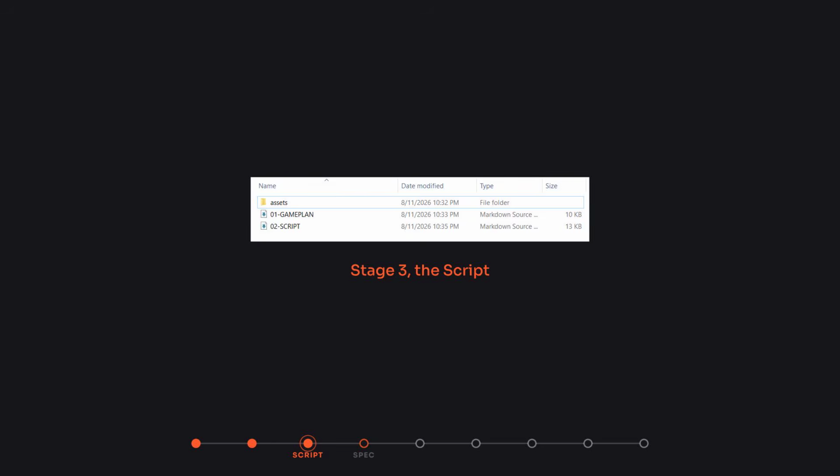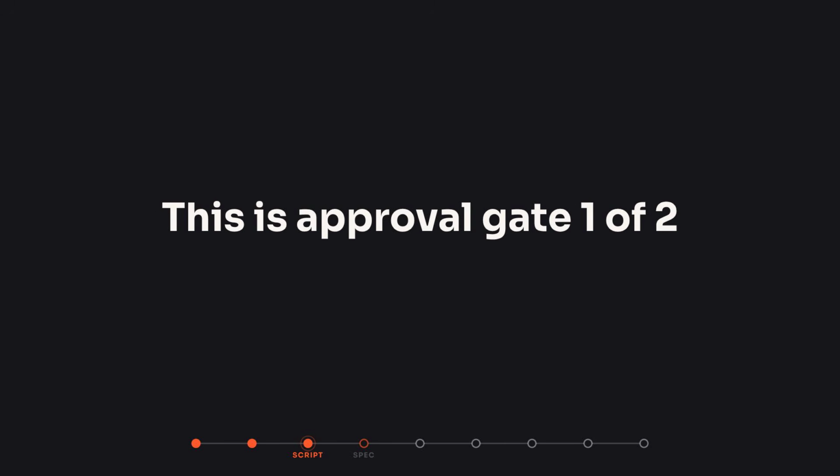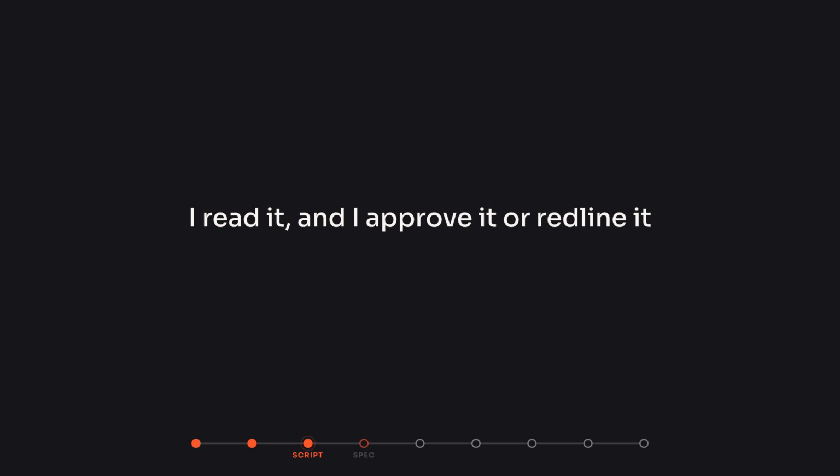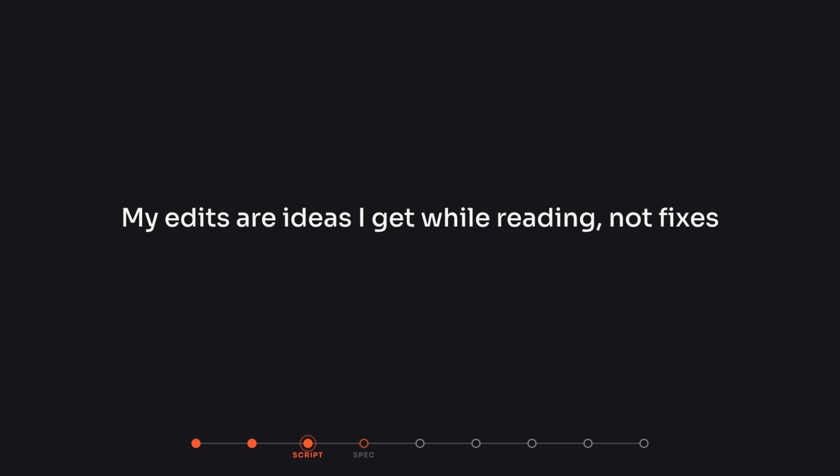Stage 3, the script. The AI writes it from the game plan in my voice. This is approval gate 1 of 2. I read it and I approve it or redline it. 9 out of 10 come out usable as delivered. My edits are ideas I get while reading, not fixes.